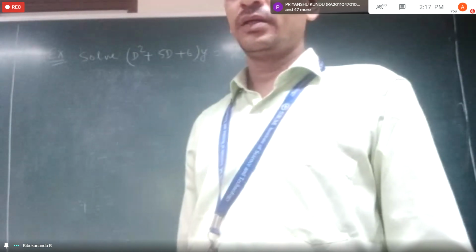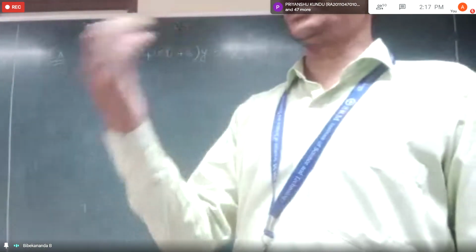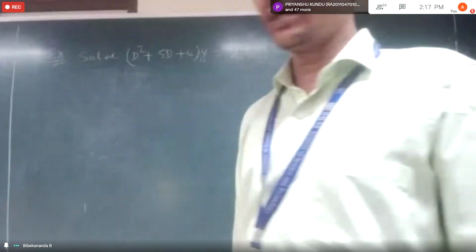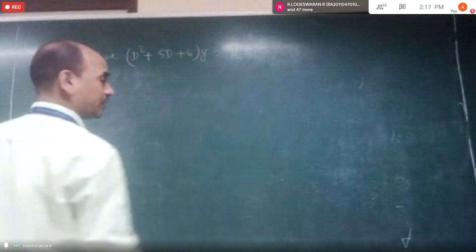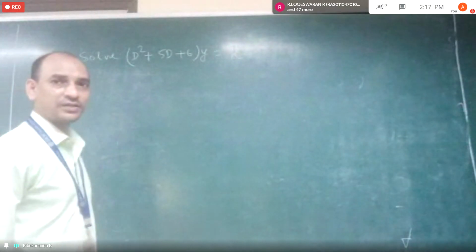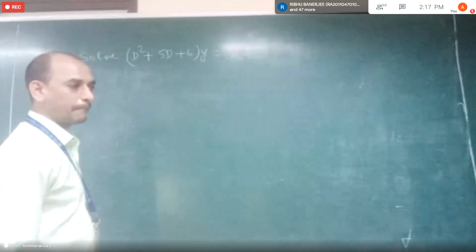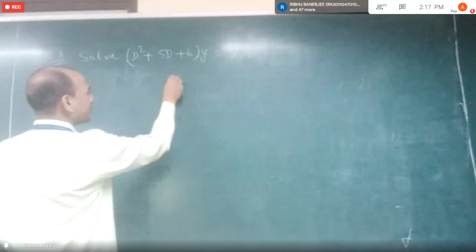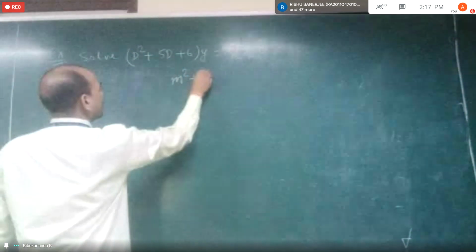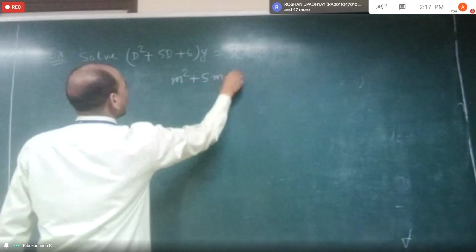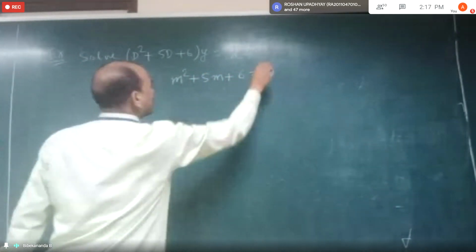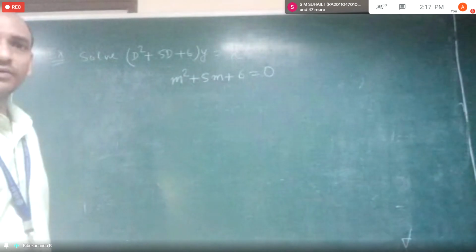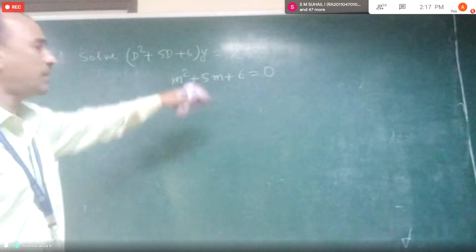The complementary function, CF, and the PI. PI you want to find. So what will be your CF? You know it. How can you find the CF? Auxiliary equation: m square plus 5m plus 6 equal to 0. And you solve it and find the value of m.